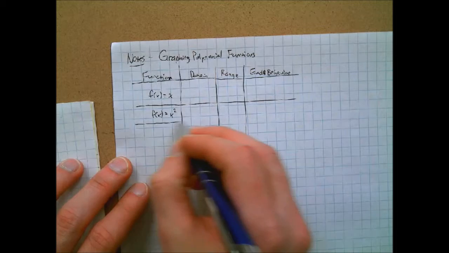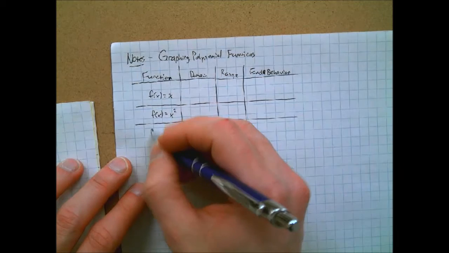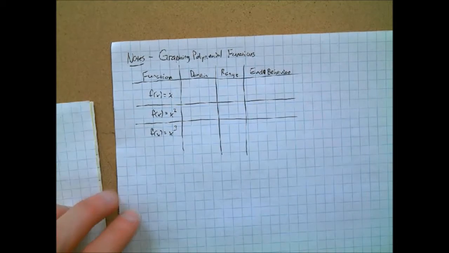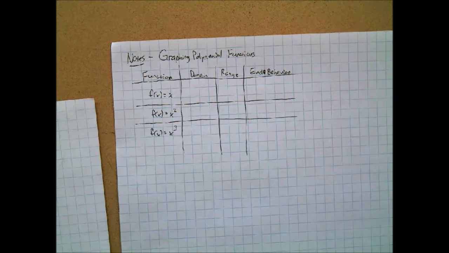Okay, and we'll do one more here, the one we just talked about yesterday, of course. f of x equals x to the third. This is degree 3, and it's a cubic, right? Cubic.